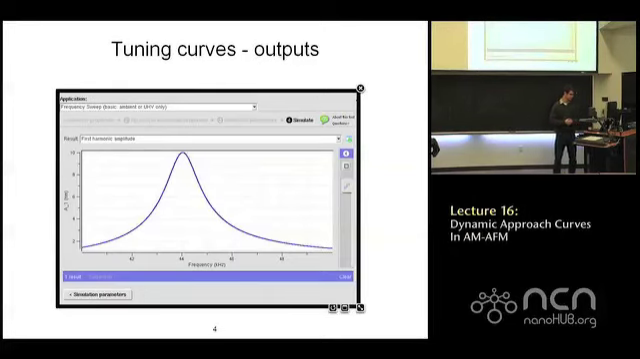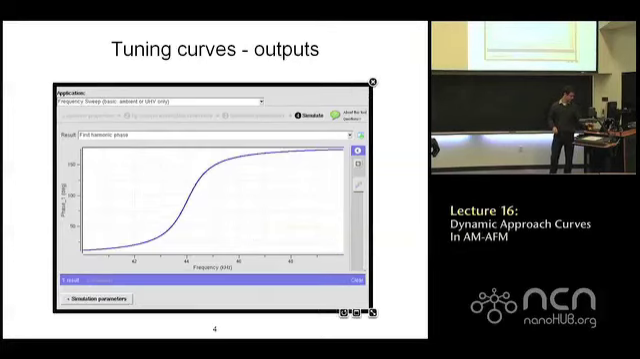So we do this, we sweep over the frequencies, and we get a Lorentzian response for the amplitude. It looks something like this. I don't know how familiar you guys are with vibrations, but it should look pretty familiar. And then the phase response, also for a single degree of freedom oscillator: phase goes through 90 degrees at the resonance frequency.